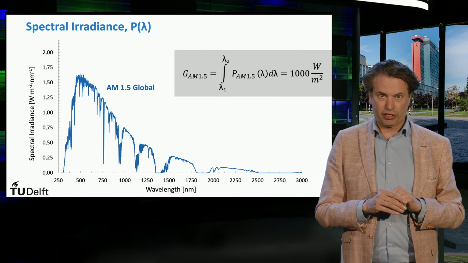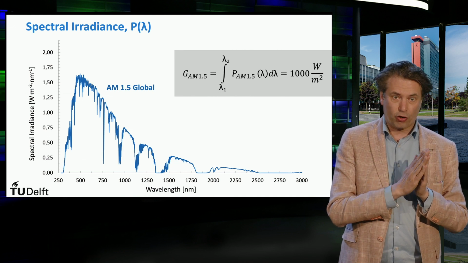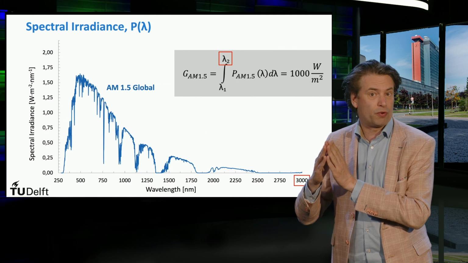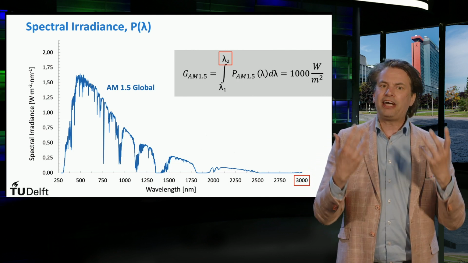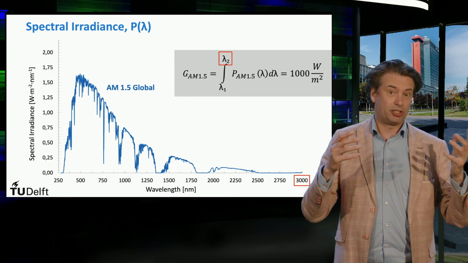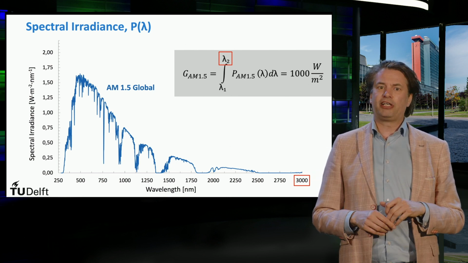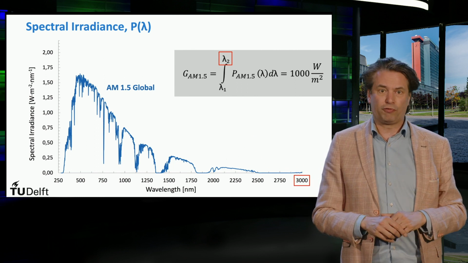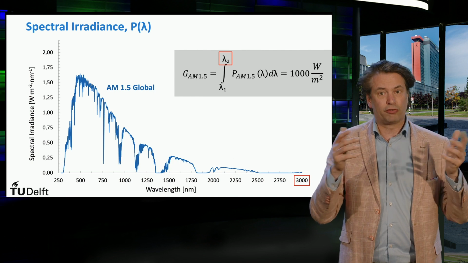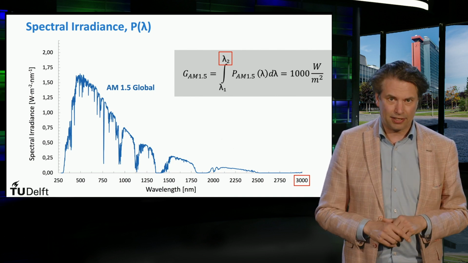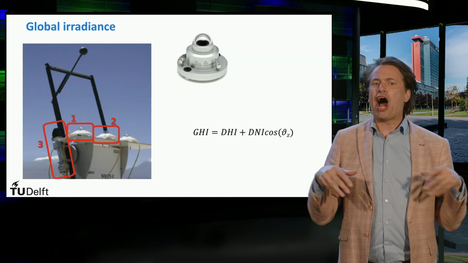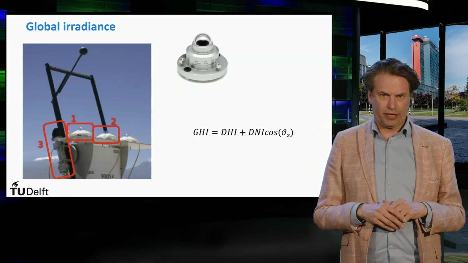When we consider the entire wavelength interval that goes from 250 nanometers to the infrared at around 3000 nanometers, then the outcome of this integral is 1000 watts per square meter, the standard test condition. Such a number is used to evaluate the performance of solar cells and modules in laboratories and industry, and as I mentioned, is referred to as the standard test conditions. Now we are going to see how to measure the irradiance.